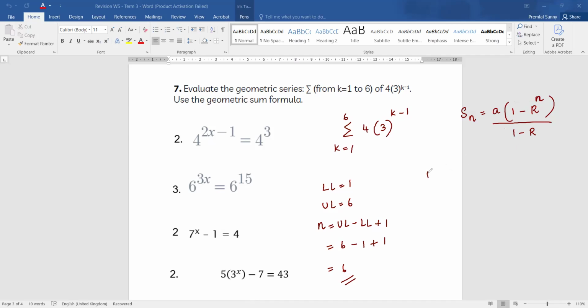Now we can find out what r is. R will always be the number inside the bracket that is connecting to k minus 1, the power k minus 1. So r will be the number that is inside the bracket which is connecting to k minus 1. So in this case, r is 3. R is 3.